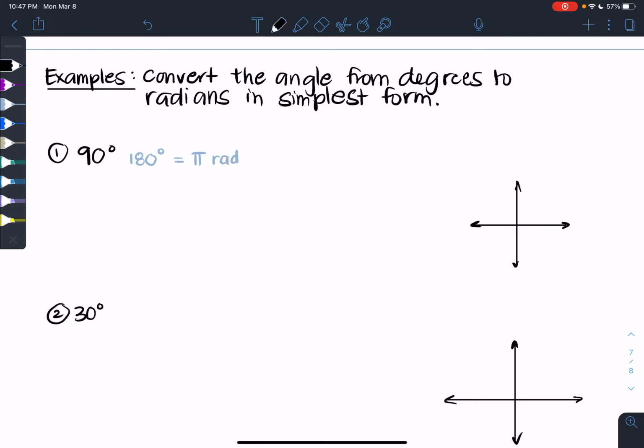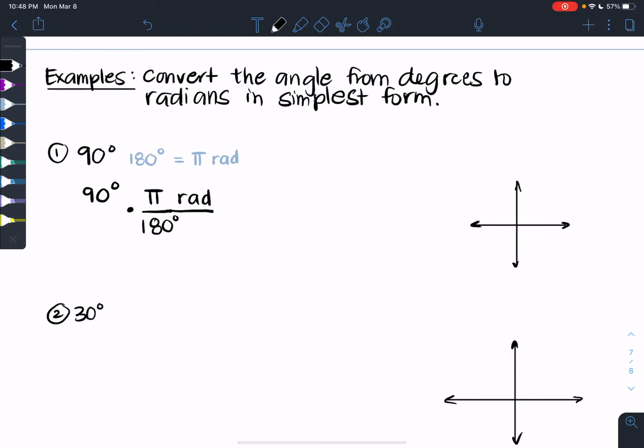Now let's set up our problem. We always start off with the initial value, so we have 90 degrees. In order to convert 90 degrees into radians, all we have to do is multiply by pi radians over 180 degrees.